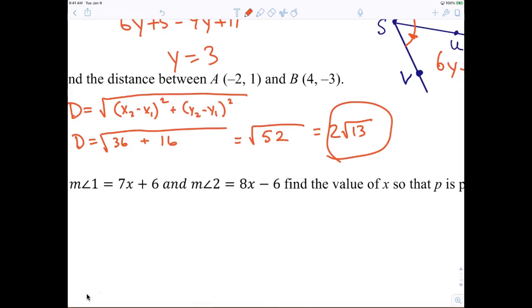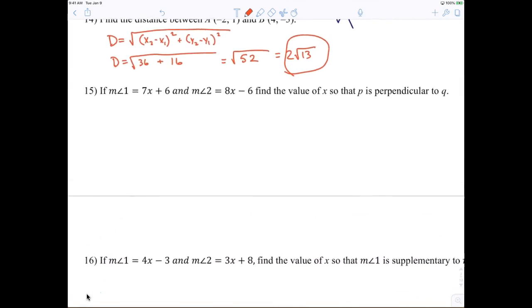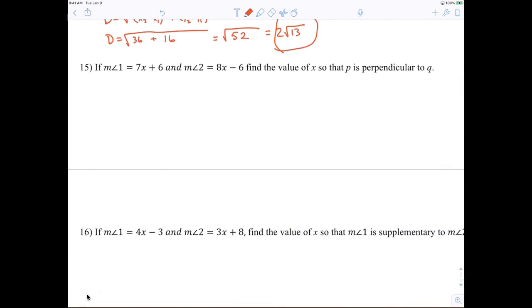Let's use the y2. I mean, never mind. You okay? All right, good. Here we go. Number 15. If the measure of angle 1 is 7x plus 6 and the measure of angle 2 is 8x minus 6, find the value of x so that P is perpendicular to Q.